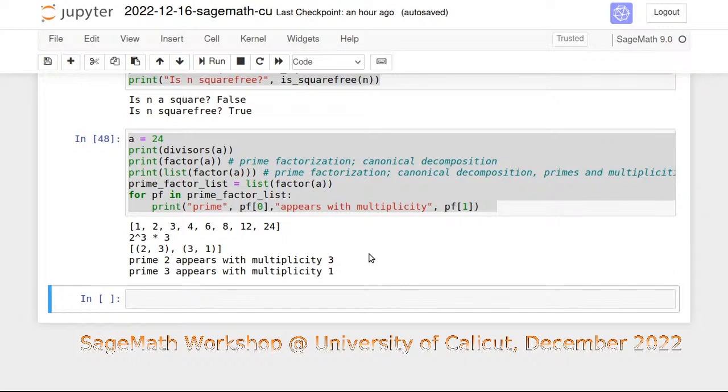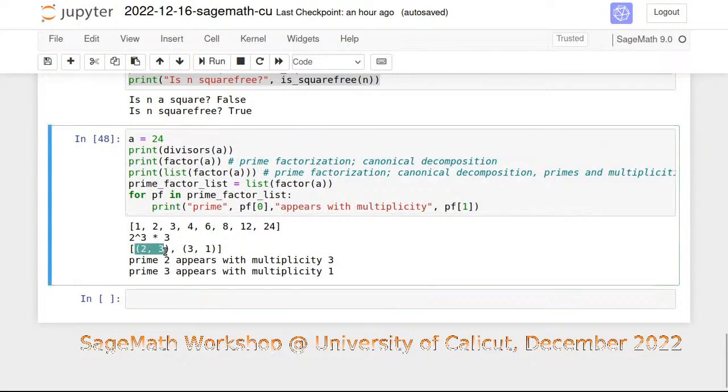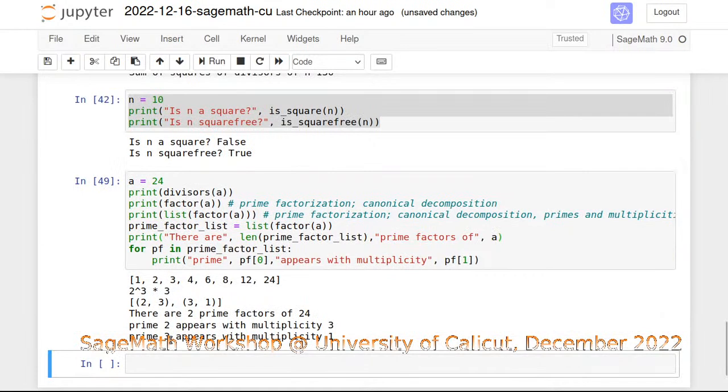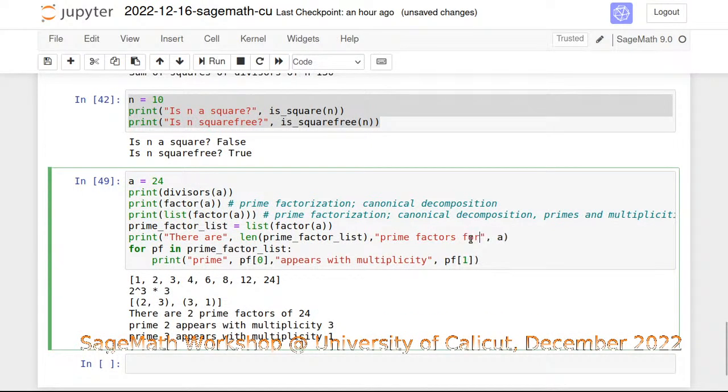And just to see how many prime factors there are, this 2 3 is considered as the first and 3 1 is considered as the second. Therefore, take the length of this prime factor list. Let me even print this. There are two prime factors of 24.